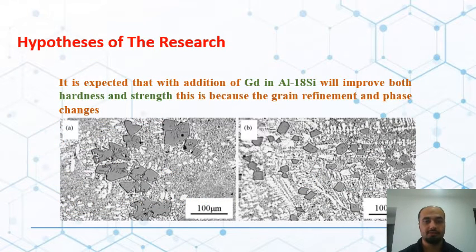Hypothesis of the research: it is expected that the addition of Gd, the gadolinium element, in aluminium 18 silicon will improve both hardness and tensile strength. This is because of grain refinement. As we see here, the grain is big and coarse. After we add the Gd, it will improve the shape and the size. The size will be smaller, and the shape will look round.